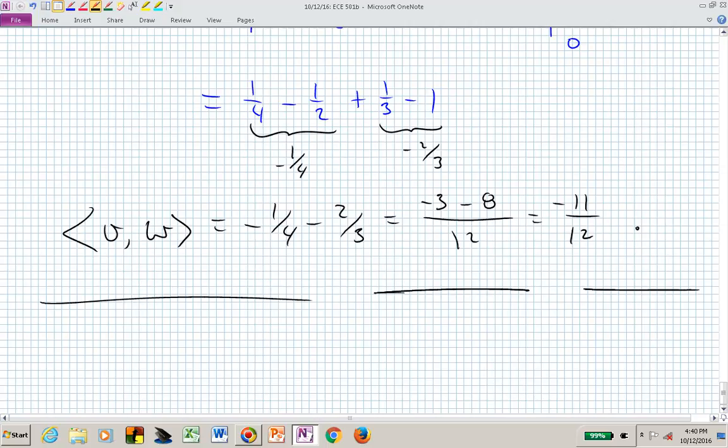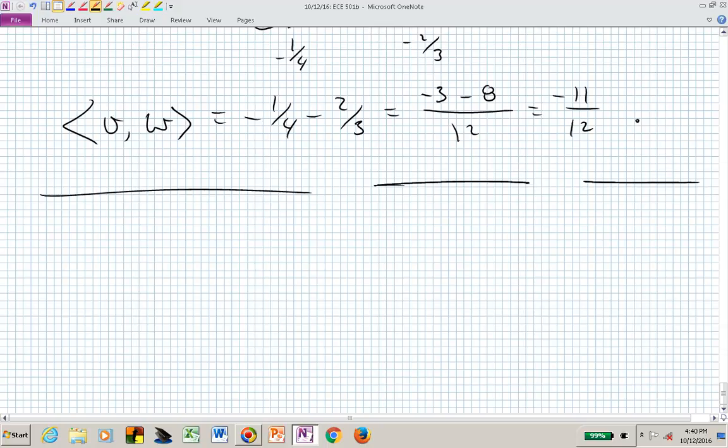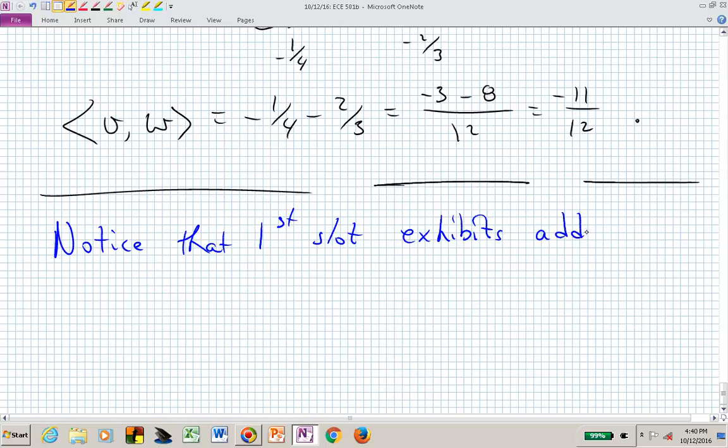So let's look at some other characteristics or qualities of inner products, or what we can do with inner products. Let's notice the fact that the first slot in our inner product definition exhibits additivity. We had first slot additivity. Notice that the first slot exhibits additivity and homogeneity, and that's consistent with a linear map.